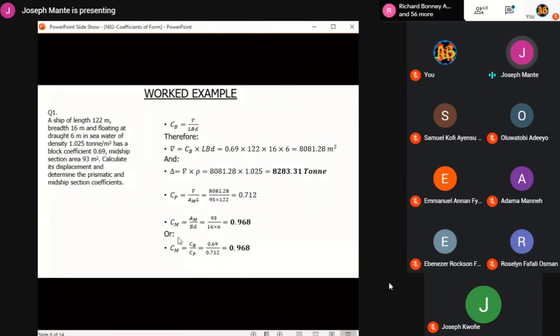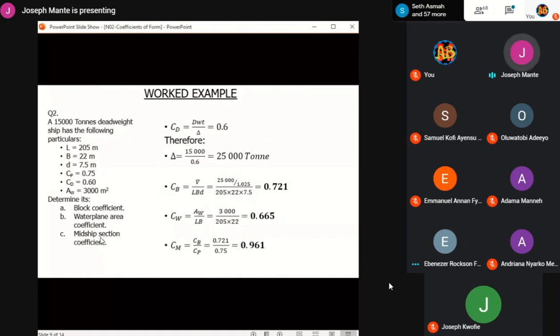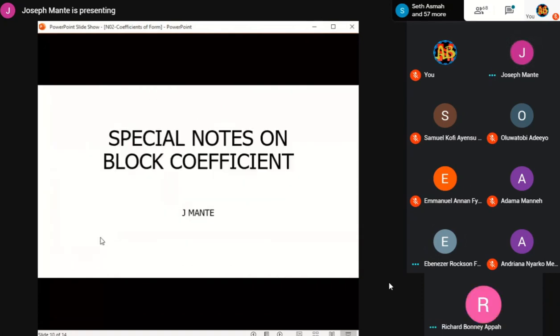So now you have the CM, which is equal to 0.968. So sit down, put the CB there, and put the CP formula. Then work it out, and realize that it will come to CM. That is the coefficient of what, midsection. Okay, midsection coefficient, you'll be able to get that.